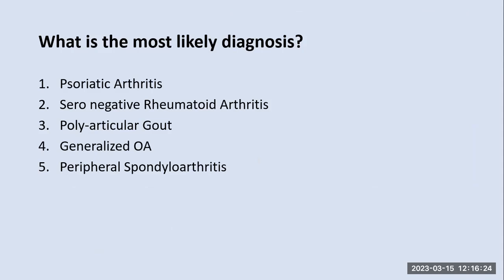I'm sorry, I don't have QR code scanning here, so anybody is free to answer. What is the most likely diagnosis? Out of these five: psoriatic arthritis, seronegative rheumatoid arthritis, polyarticular gout, generalized OA, peripheral spondyloarthritis. Anybody? Give me a couple of answers, please. Gout, okay. Rheumatoid, any other choice? Right, so the majority go for gout.